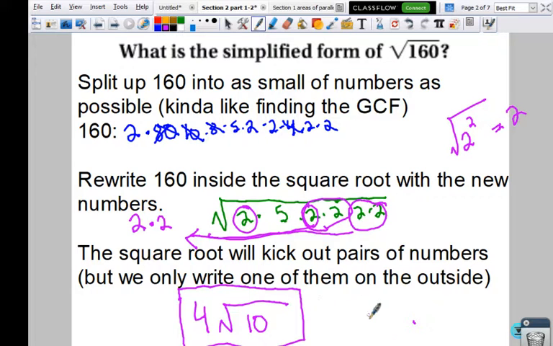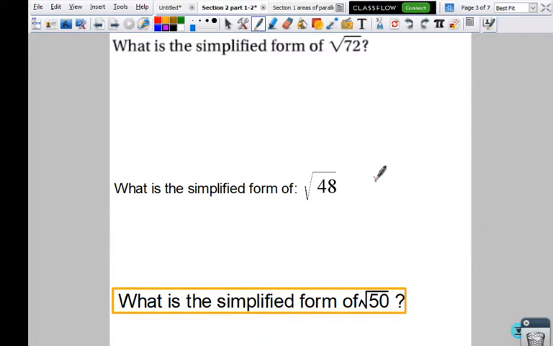So we are just going to practice this today. Our lesson, we're not going to go through everything because we're missing so many people. We're going to do the simplified form of the square root of 72. So I'm going to take 72 and split it up. What times what is 72? 8 times 9. 8 times 9 is 72, right?